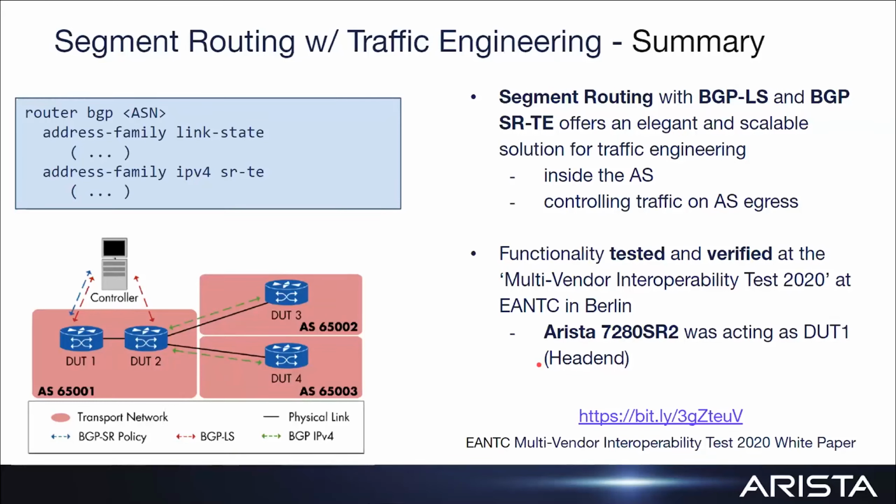Well, I had the privilege to test it personally. In this setup, Nokia was acting as a controller, Juniper as a DUT2, and the Arista 7280SR2 actually got the hardest job as DUT1, being the headend of the SR tunnel. So that concludes my part. I really encourage you to check the EANTC white paper for more details. So I'm now giving the floor to David.